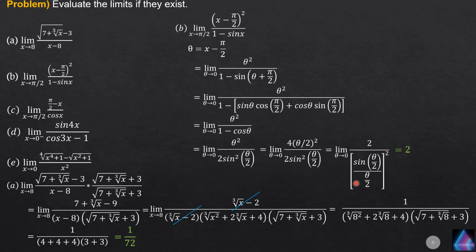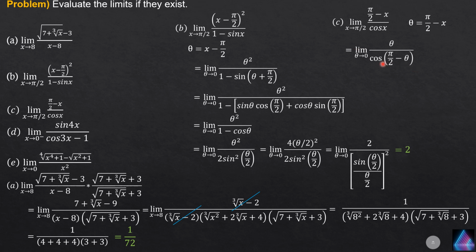Then for part C, we do the same thing. We make pi over 2 minus x as theta. So limit of pi over 2 minus x over cosine of x. So we denote theta equals pi over 2 minus x. And we note that when x approaches pi over 2, pi over 2 minus x approaches 0, but not exactly pi over 2, of course, close to pi over 2. So theta approaches 0. And we replace x by pi over 2 minus theta.